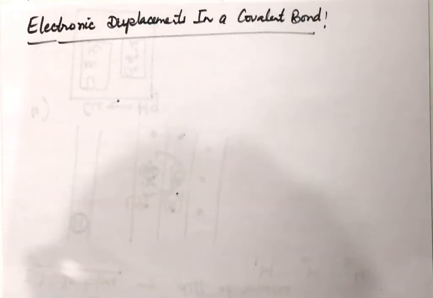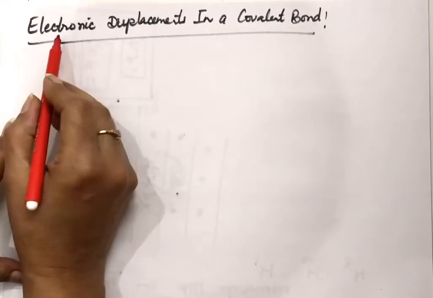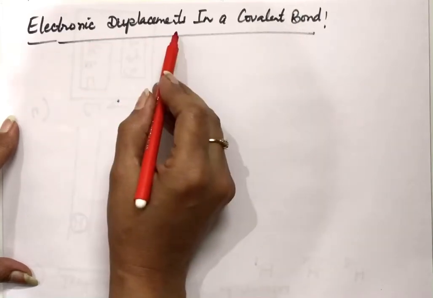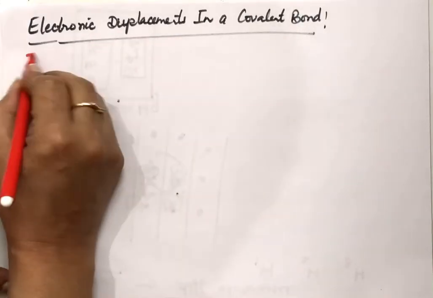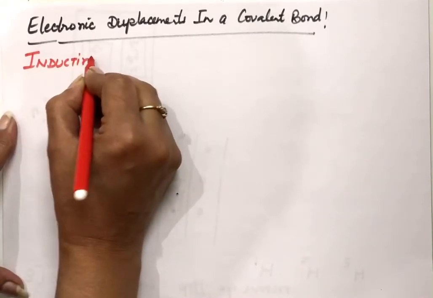Next topic in basic concepts in organic chemistry is electronic displacements in a covalent bond. How does electron displacement occur in a covalent bond? So the first topic under this heading is the inductive effect.